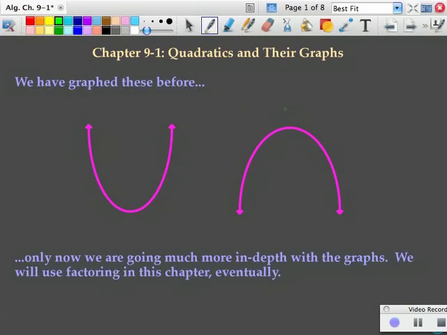We have a lot of time. You have to practice it, though. First thing, quadratics and their graphs. So we're just talking basic stuff. Well, we've already graphed these before.